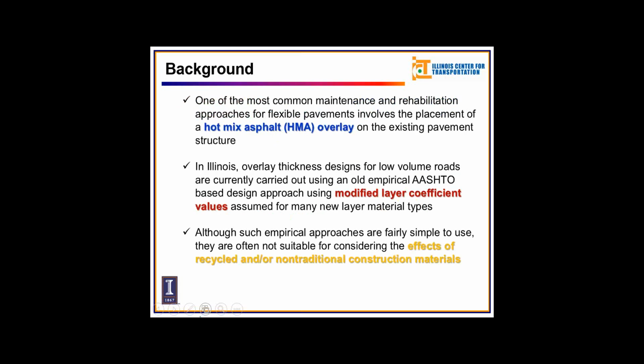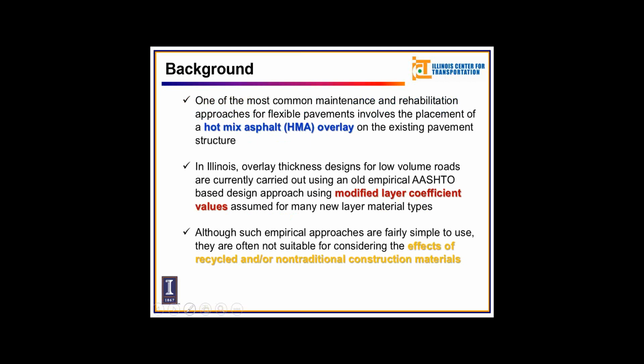So first, the background. As most of us know, one of the most common maintenance and rehabilitation strategies for flexible pavement is the placement of an HMA layer over the existing pavement structure. In Illinois, agencies design overlay thickness requirements for low volume roads based on an old empirical AASHTO design approach using some modified layer coefficient values.